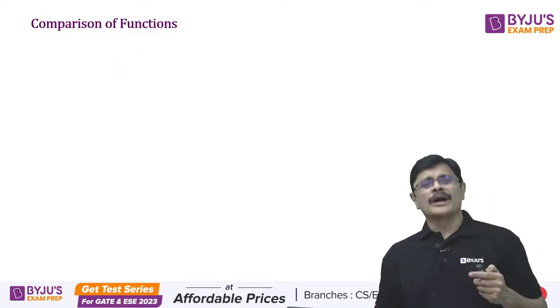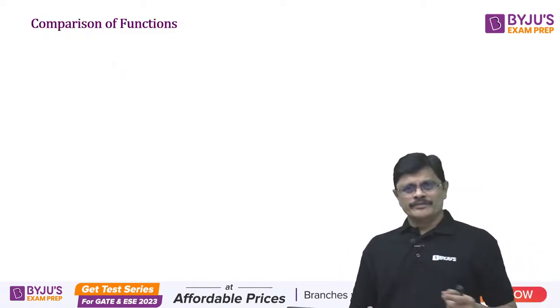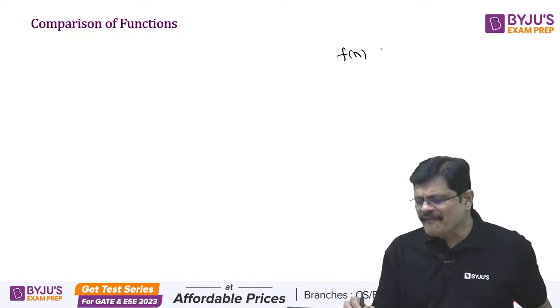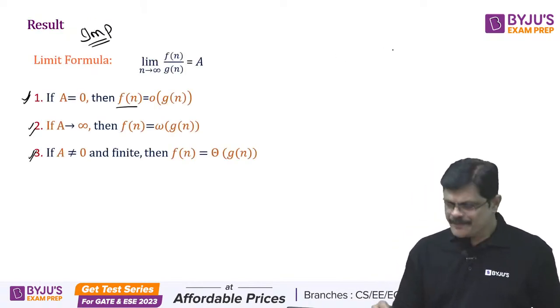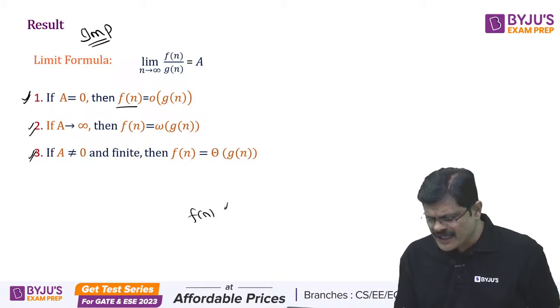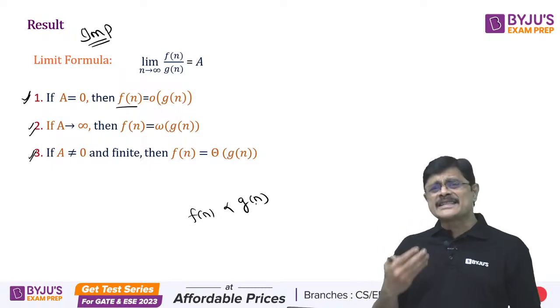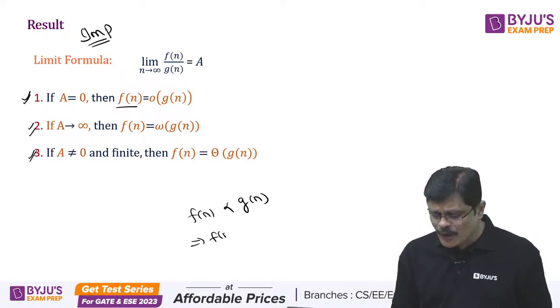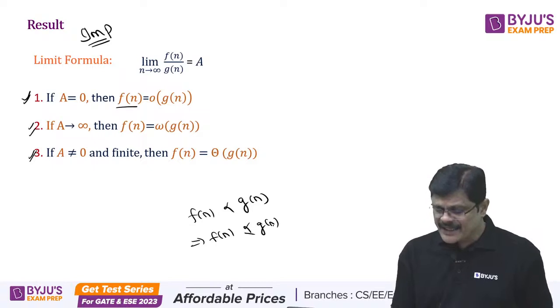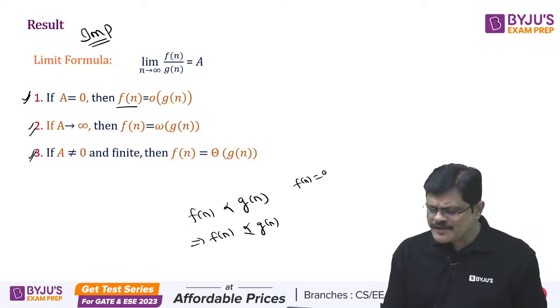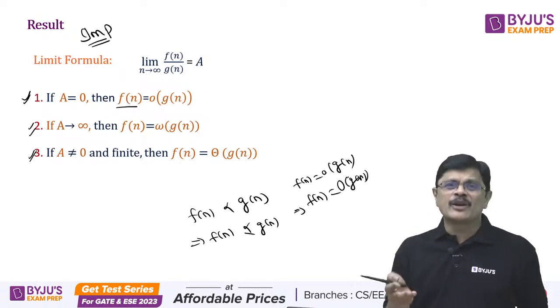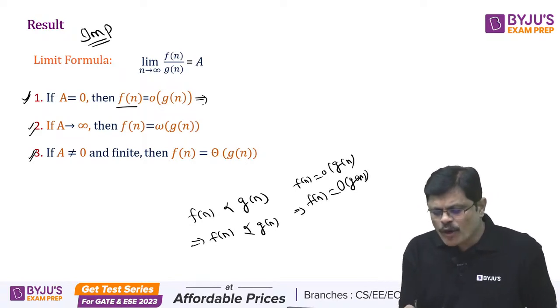Later on we try to understand, whenever it is small o, what do you mean by Fn is small o? Fn is small o of Gn means Fn is asymptotically smaller than Gn. Whenever it is asymptotically smaller, we can say that it is asymptotically smaller or equal. That is, whenever Fn is small o of Gn, we can happily say that Fn is big O of Gn. So we can use this limit formula for big O also without any trouble.